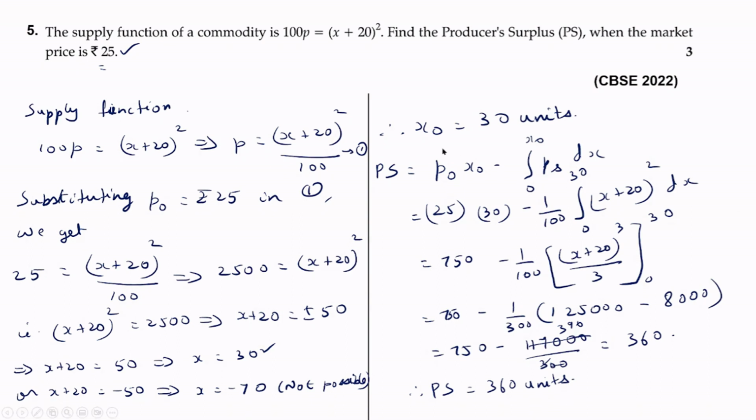So here, as I already mentioned, finding x naught carries 1 mark. Then writing the formula for producer surplus and substituting the values carries 1 mark. Remaining steps and the final answer carries 1 mark. A total of 3 marks for this question.